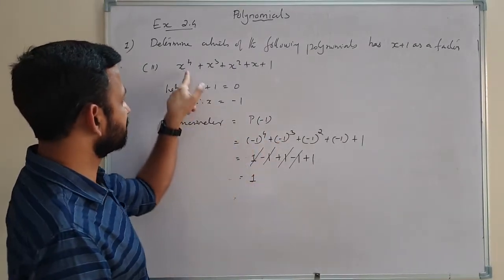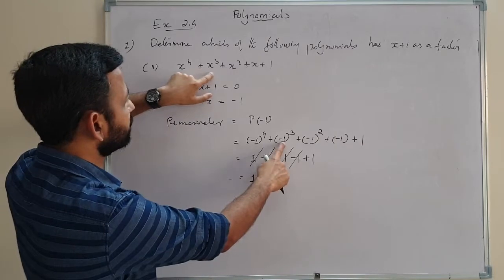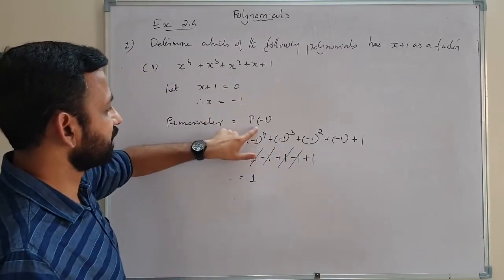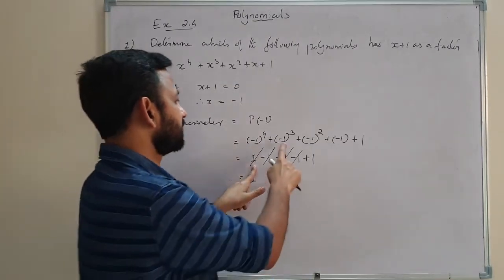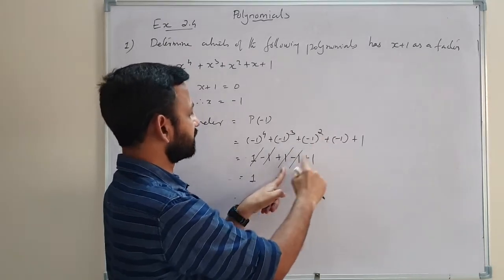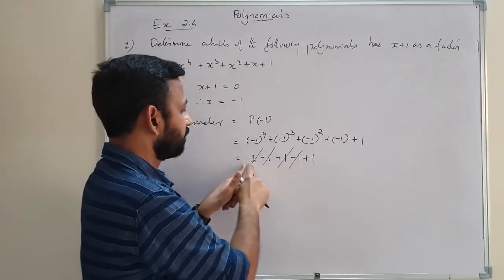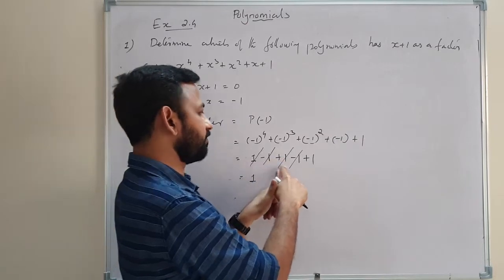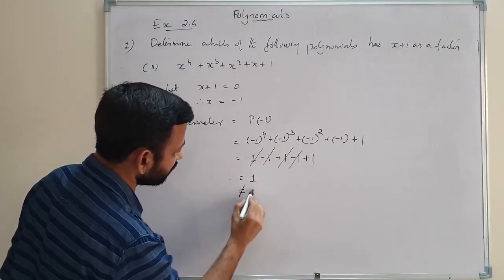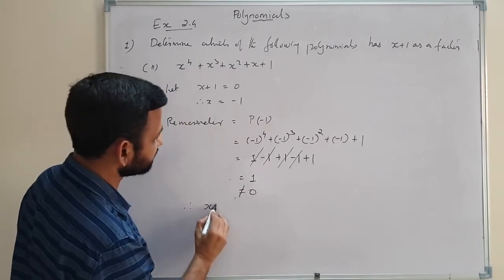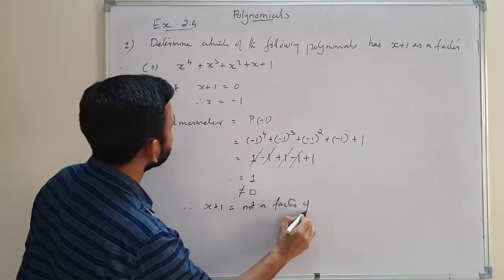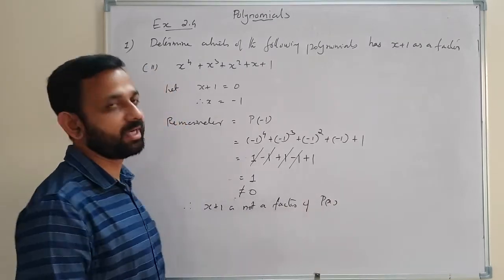So minus 1 raised to the power 4 minus 1 cube plus minus 1 square plus minus 1 plus 1. And here minus 1 raised to 4, that is plus 1. Minus 1 raised to 3, that is minus 1. Minus 1 square plus 1. Minus 1, that is minus 1 plus 1. 1 and minus 1 cancelled. Again 1 and minus 1 cancelled. 1 remaining. So here also the remainder is not equal to 0. Therefore x plus 1 is not a factor of the given polynomial p of x.